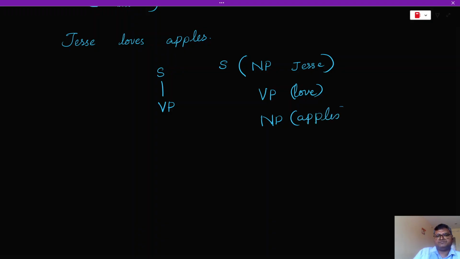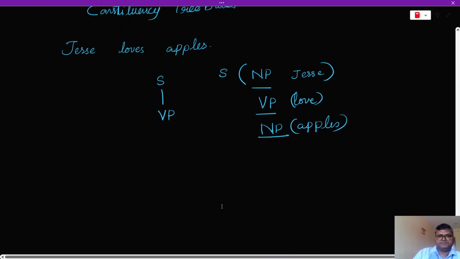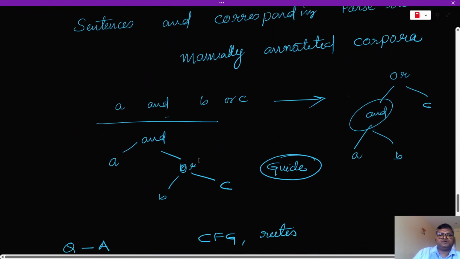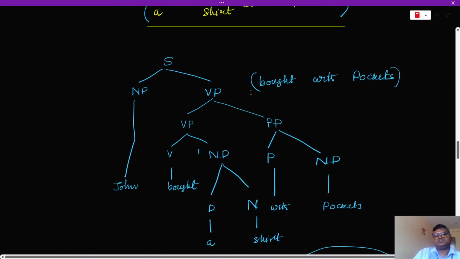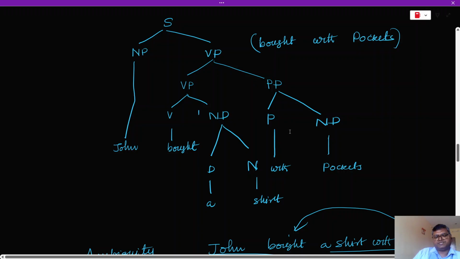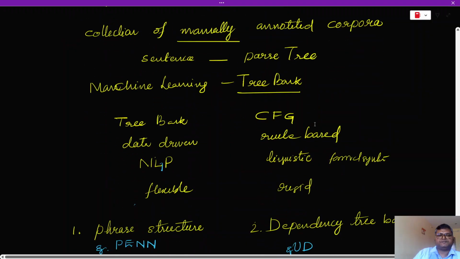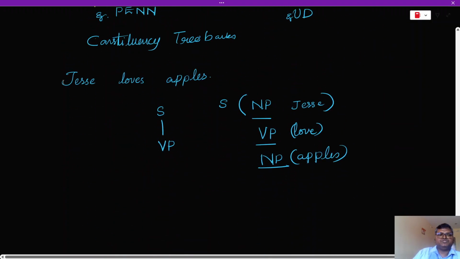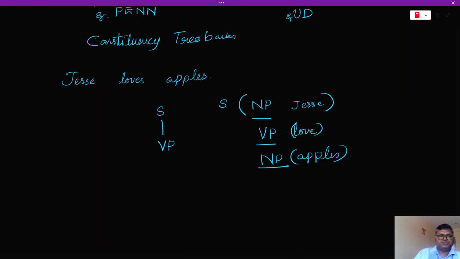So everywhere, each word is represented by its POS tag. So this is another example of the phrase structure trees, where we represented everything with its POS tag, parts of speech tag. Here each word is individual, and we are just representing them with their parts of speech tag. That's what we are doing.